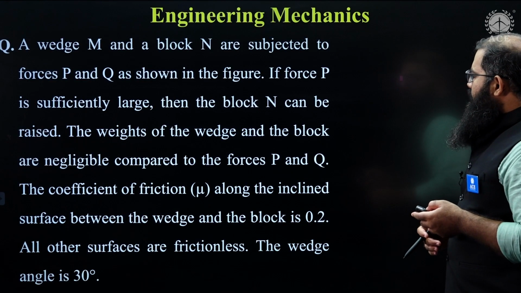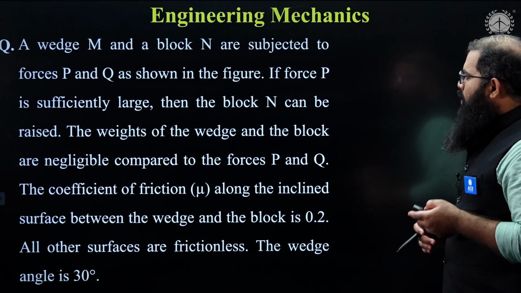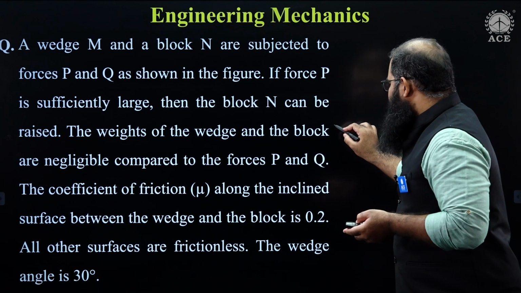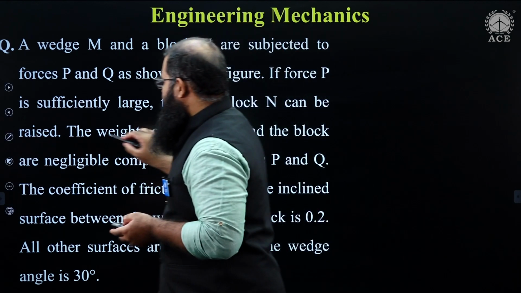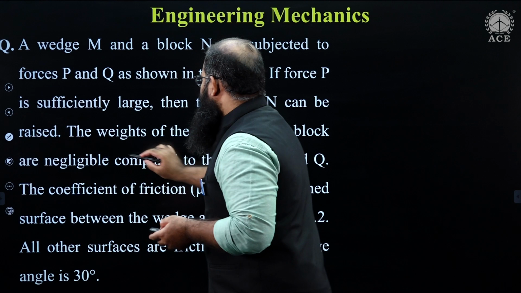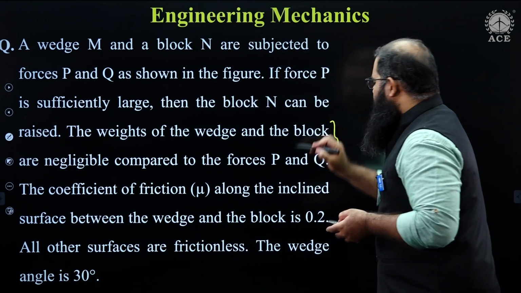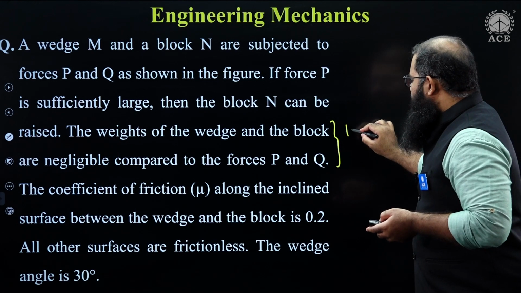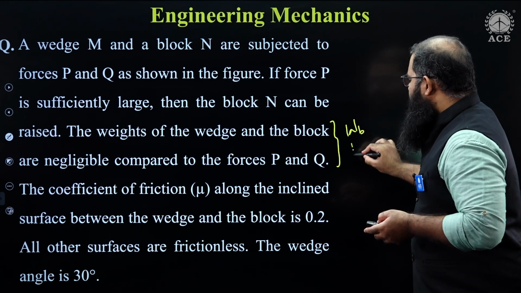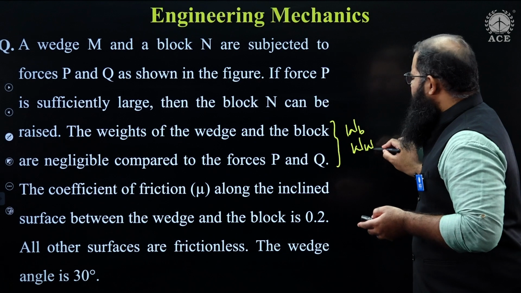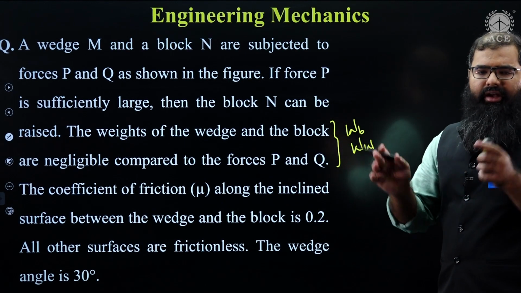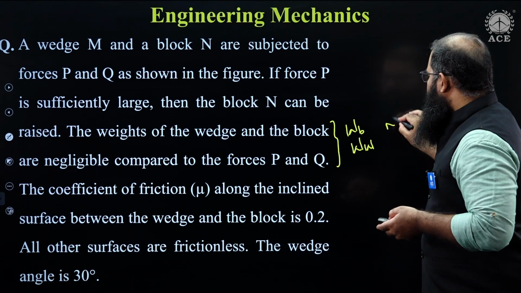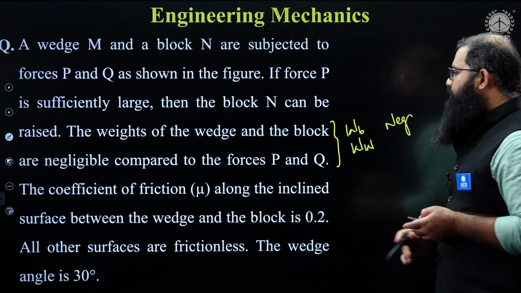Further, the weights of wedge and the block are negligible compared to the forces P and Q. What is this basic statement implying? This statement is implying, in your free body diagram, you are going to neglect the weight of the block and the weight of the wedge. Generally, the weight of the wedge is neglected as usual, but still block's weight also is negligible. Both of them are negligible over here.